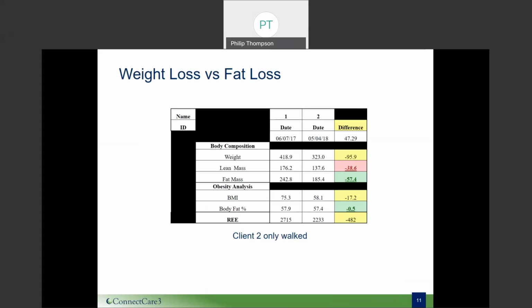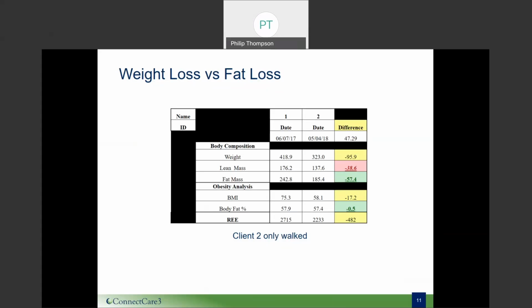Fantastic. I'm sure the person's joints felt better psychologically. They probably felt great. But look at their lean mass. They lost close to 40 pounds of lean mass. That's quite substantial, as we'll see in a minute. Fat mass, they did lose 57 pounds, so that's great. You look at BMI, they lost 17 points off their BMI, which is 7 or 8 above the last person.